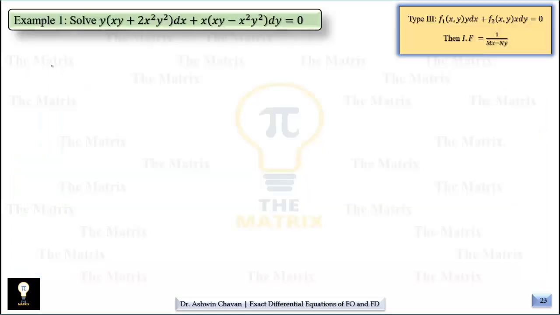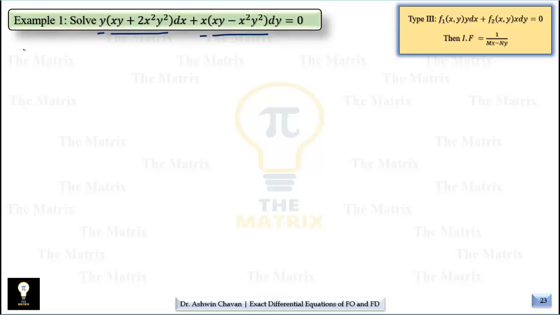Here we can easily see that y is separated with some function of x and y into dx, plus x separated with some function of x and y into dy, equals 0. So this example perfectly matches the standard form. Therefore, before applying the rule, we will verify whether the equation is exact or not.